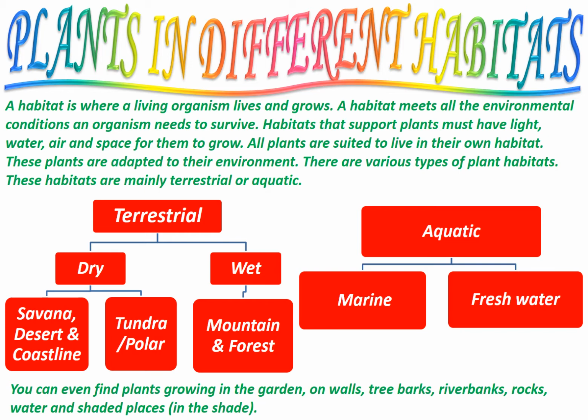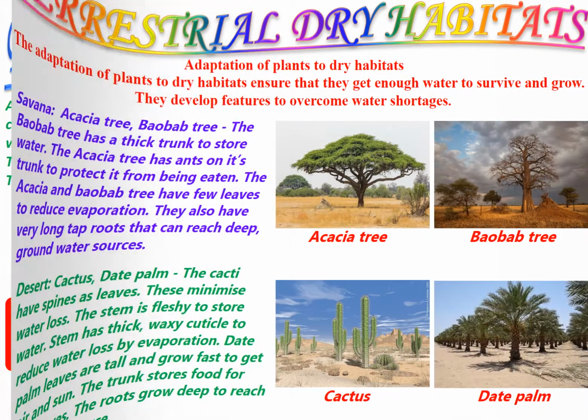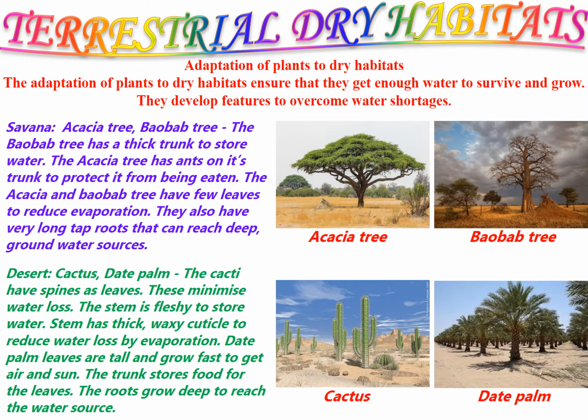Plants also grow in the garden, on walls, tree barks, riverbanks, rocks, water, and in shaded places. Terrestrial dry habitats. Adaptation of plants to dry habitats. This ensures they get enough water to survive and grow. They develop features to overcome water shortages.